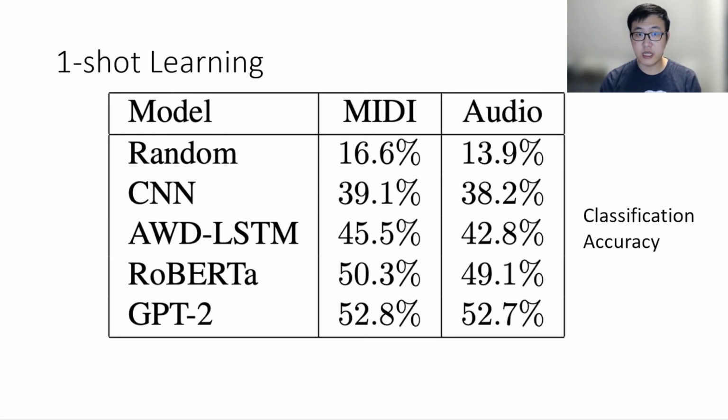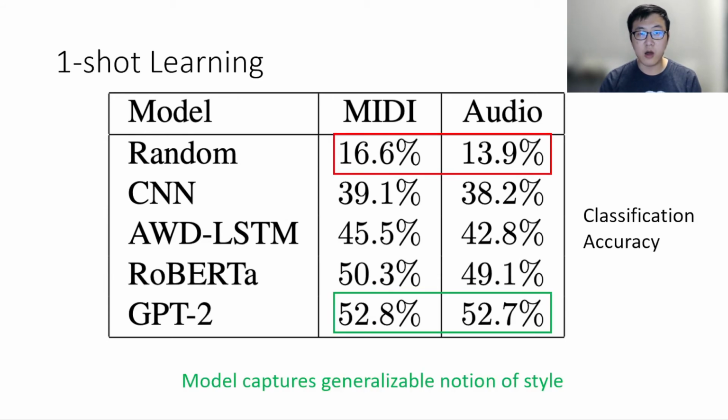These are the results of our one-shot learning experiments. This table shows the classification accuracy of the 4 model architectures on classifying short, fixed-length bootleg score fragments from MIDI or audio data. We can see that all models perform much better than random guessing. This indicates that the trained models are capturing a generalizable notion of compositional style that extends beyond the 9 composers in the labeled dataset.